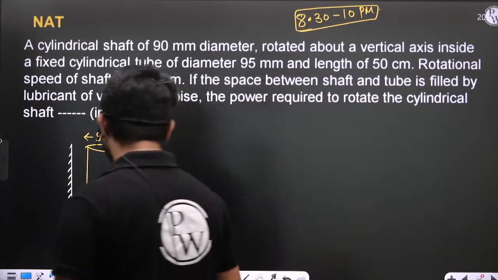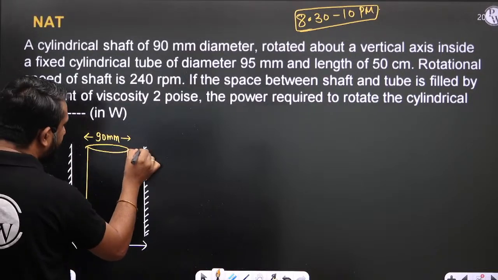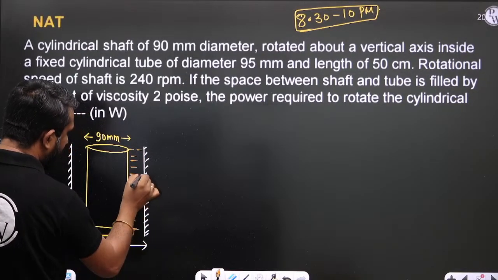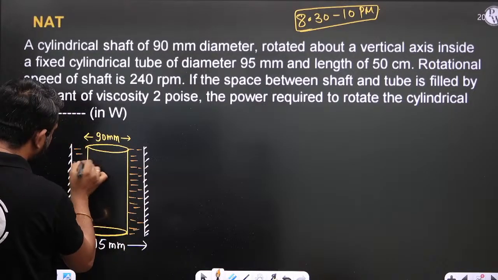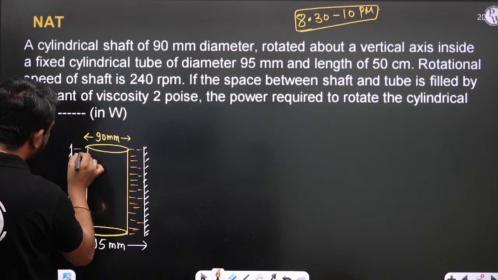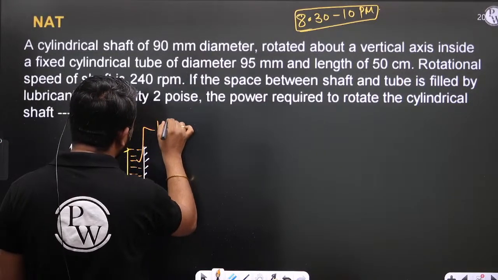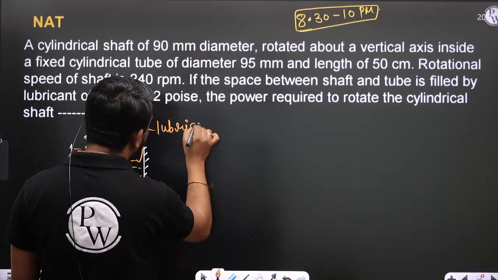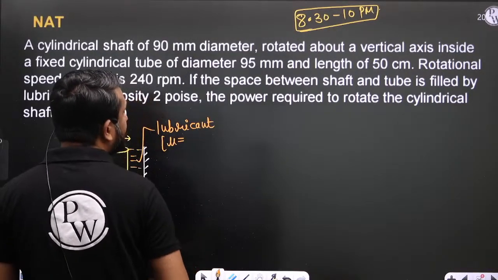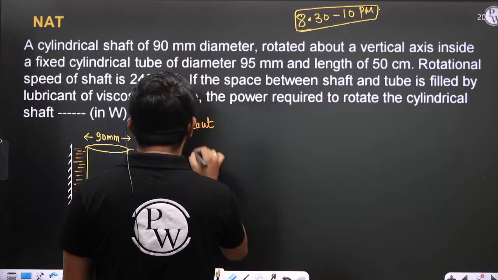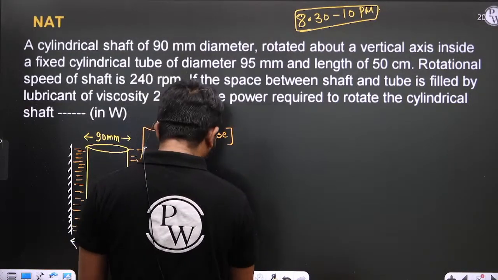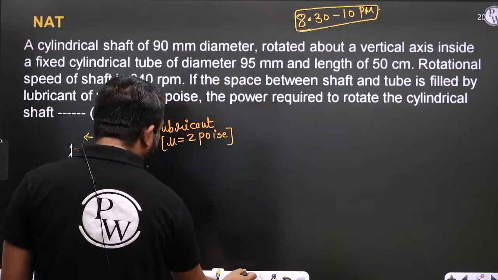there is a lubricant. So this is the lubricant, right? And what is the viscosity of this lubricant? That is 2 poise. So this is the viscosity of the lubricant, and this shaft is rotated, right?